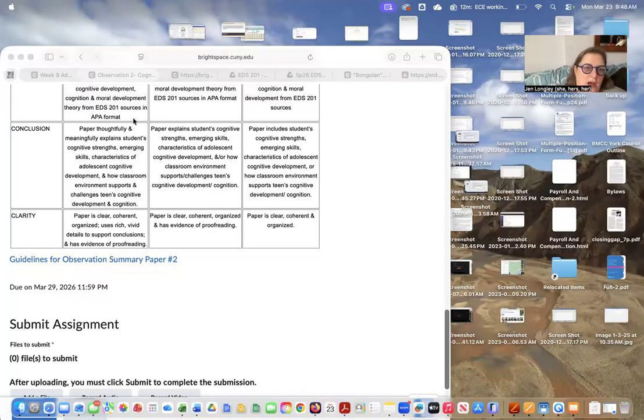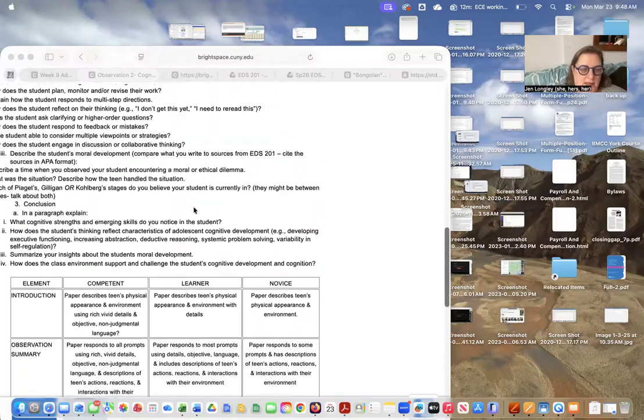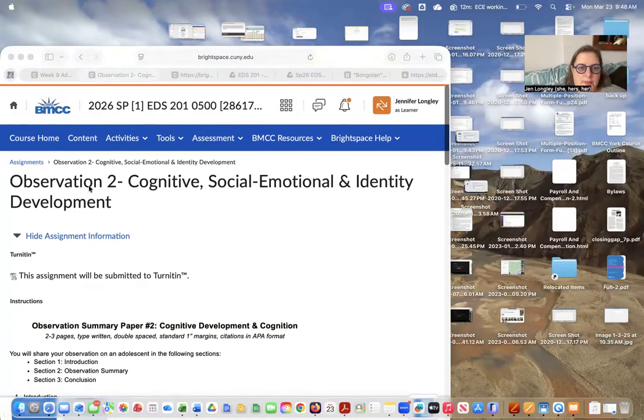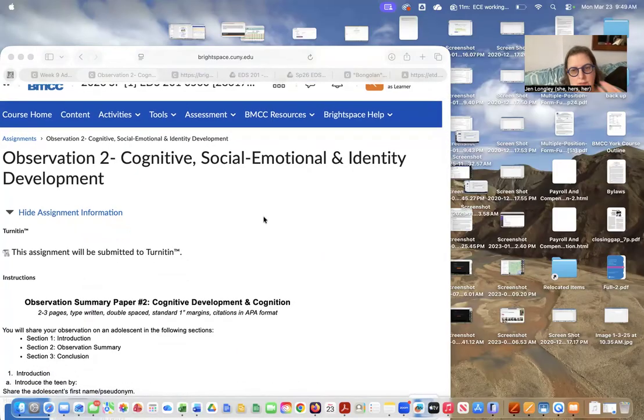Okay, I'm going to share my screen so we can go over the assignment. So this is observation summary number 2, where you are focusing on, it says, social emotional identity development. I'll change that. We're actually focusing on cognitive development, cognition, and moral development. So I will change the names to make it clearer.